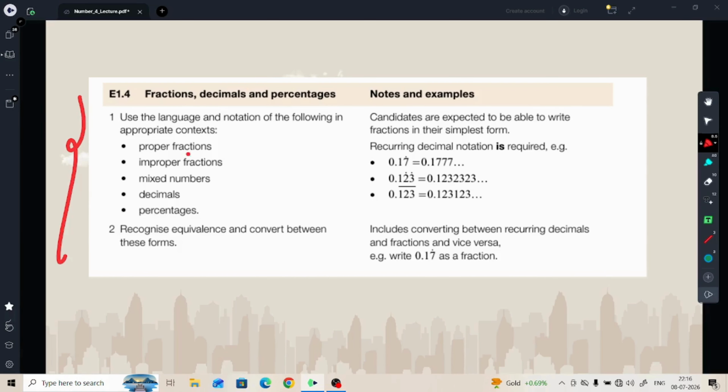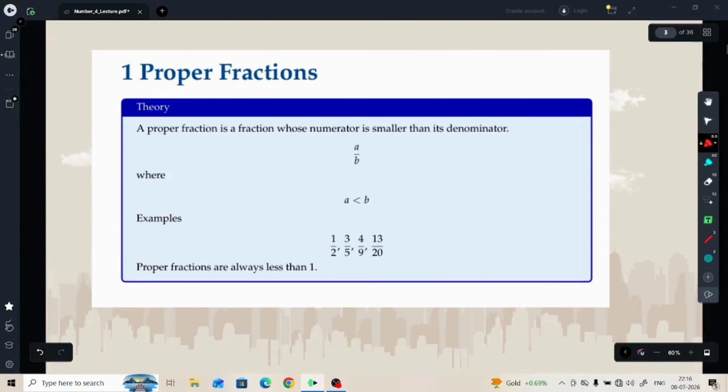Starting with, we need to understand the proper fractions, improper fractions, mixed numbers, decimals, percentage, and we need to understand how we can recognize equivalence and convert between the different forms and fractions. Okay, so we'll be talking about that. So let's start. First one is, what is proper fractions?